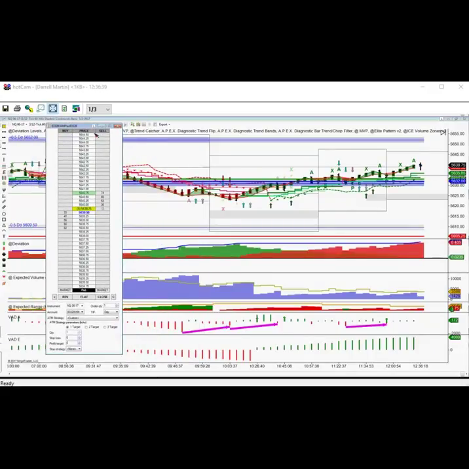So here is a DOM, static DOM. You go to File, New DOM, and then you can see what I can see right here, which is orders in the market. And I'll place them and then you just drag and move them.